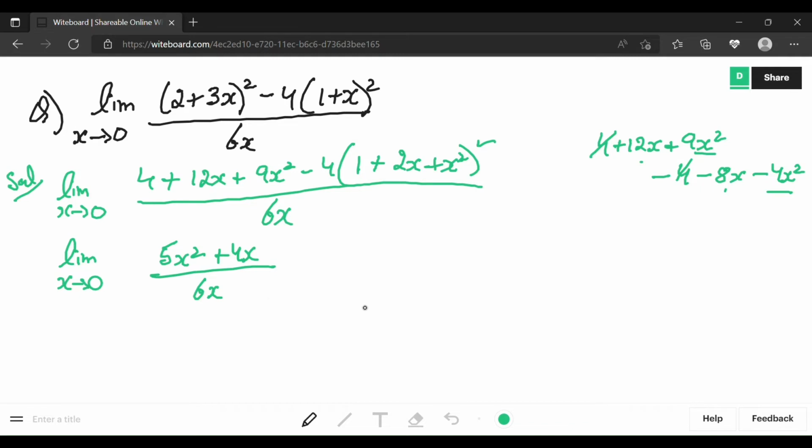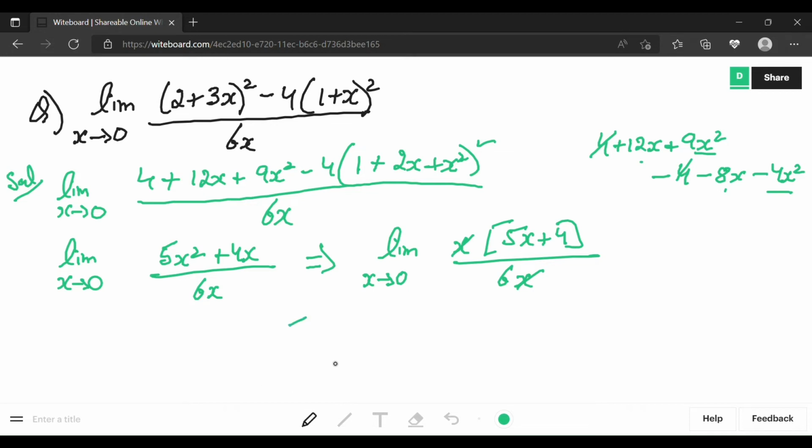Now we can take x common from here. Taking x common, this will be x times (5x plus 4) upon 6x, so x and x will get cancelled. Now we can apply the limit, which means putting x equal to 0. That means 5 into 0 is 0, we are left with 4 by 6, and 4 by 6 is actually 2 by 3. That's the value of the limit.